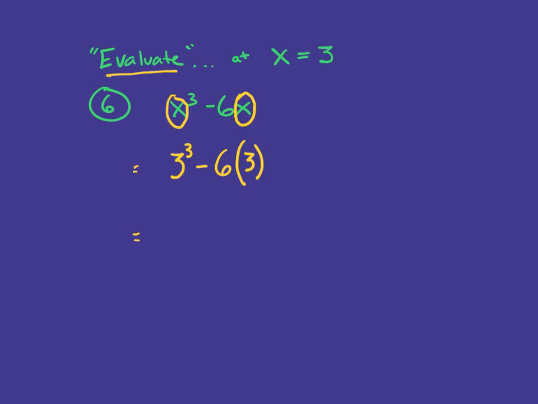And then continuing on, be careful that you don't think that this is 3 times 3. 3 cubed actually means 3 times 3 times 3. So 3 times 3 is 9, times another 3 is 27, and then 6 times 3 is 18. So the answer is 9.